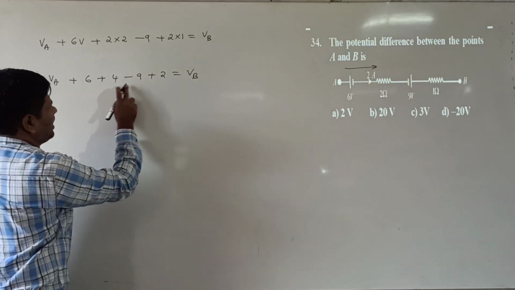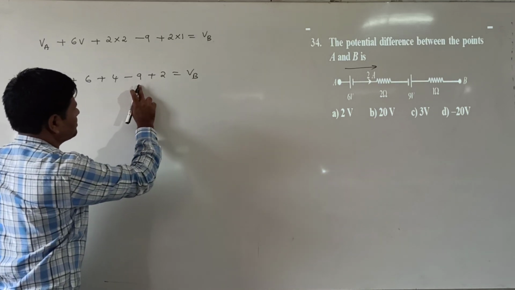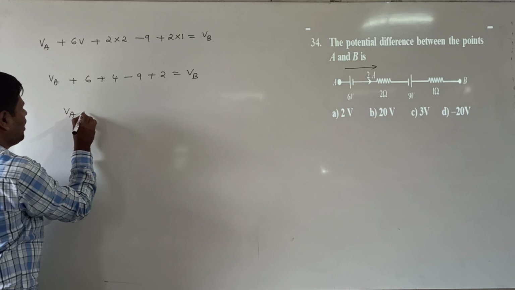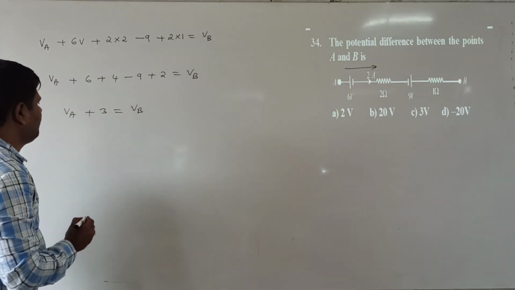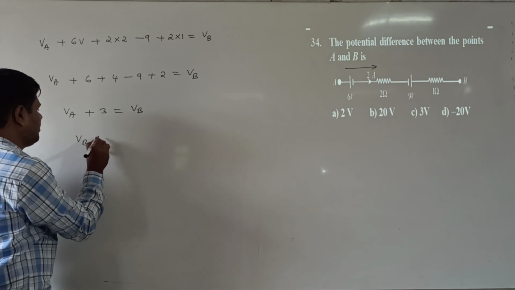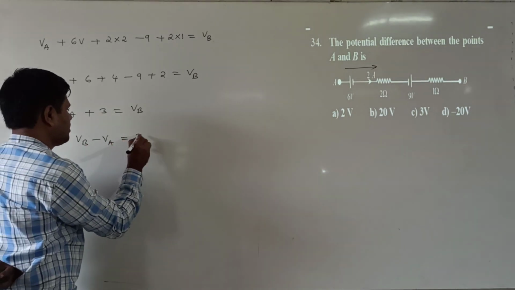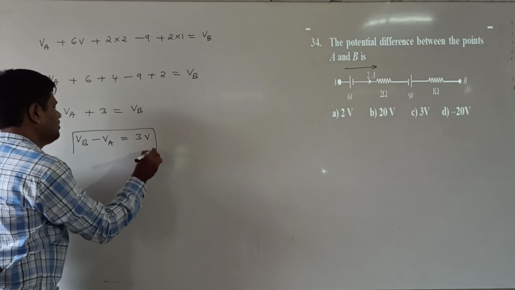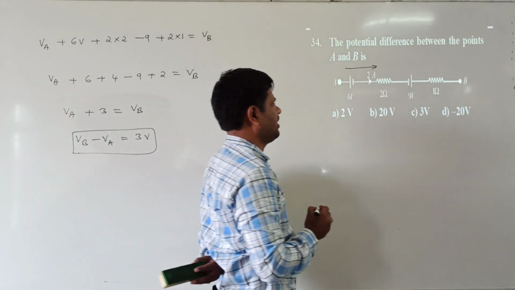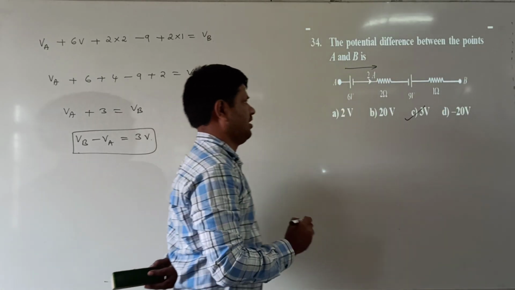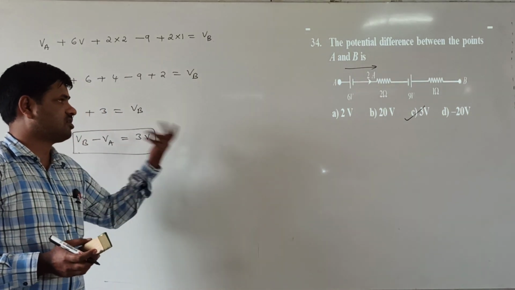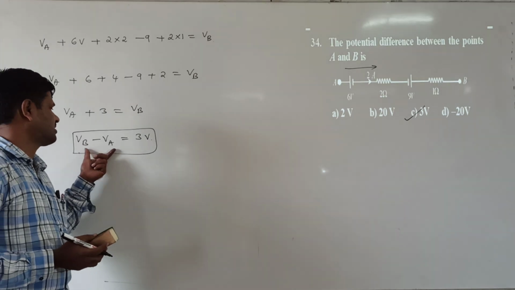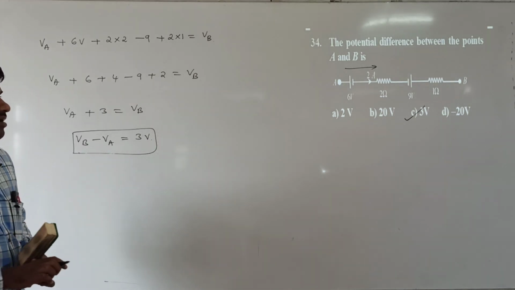Here 6 plus 4 is 10, plus 2 is 12. 12 minus 9 is equal to 3. So VA plus 3 is equal to VB. So VB minus VA, the potential drop between A and B, is equal to how many volts here? 3 volts. So which option is correct here? C option is correct here. We can also solve the problem by taking the current in the other direction, and we get the same answer, that is 3 volts.